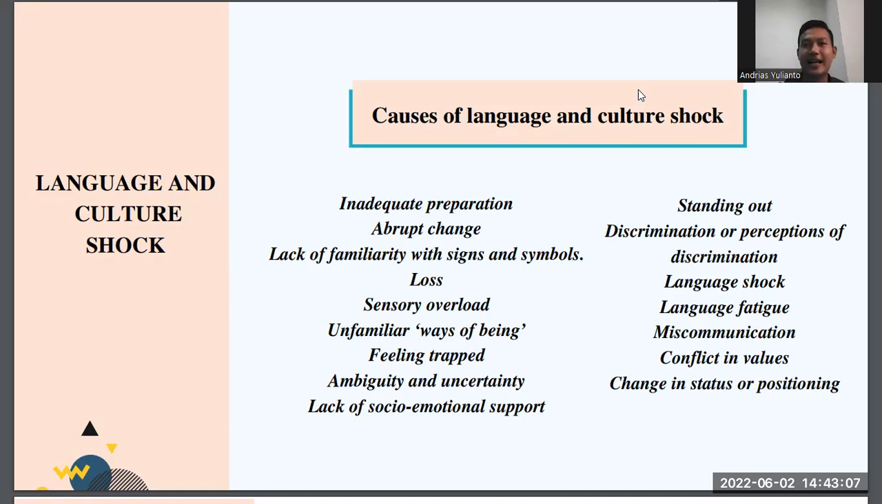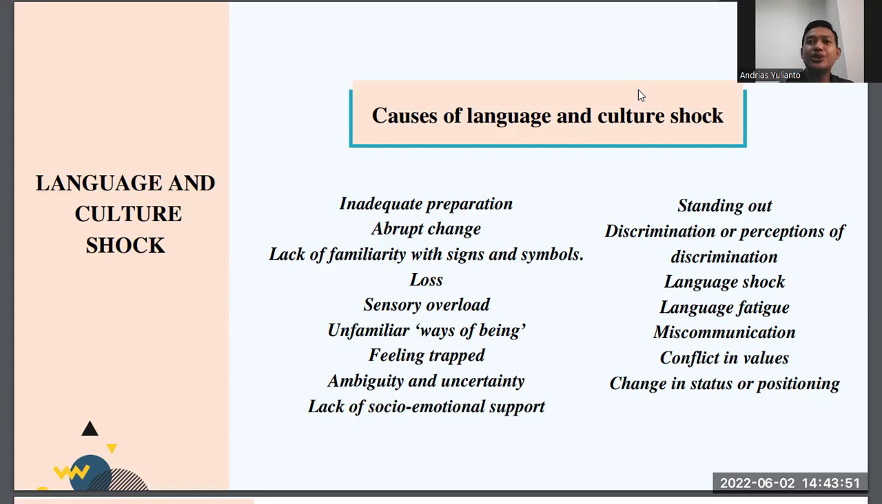Lack of familiarity with signs and symbols. In our home environment, we are surrounded by physical and social signs that, of course, help us to make sense of our world and enable us to function in everyday life. But then when we meet new signs and new symbols, of course, it is very difficult and frustrating. Our inability to comprehend these signs and symbols can induce acculturative stress.